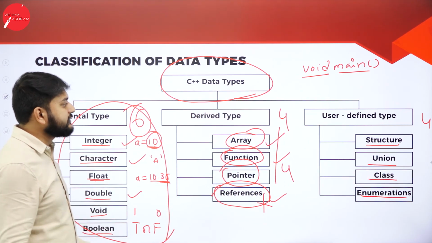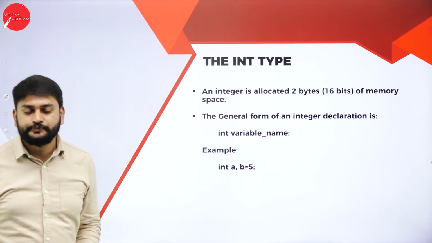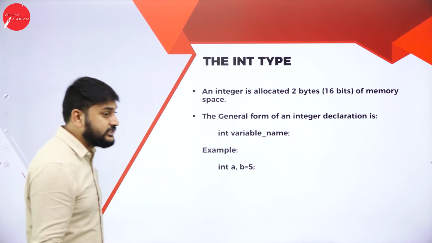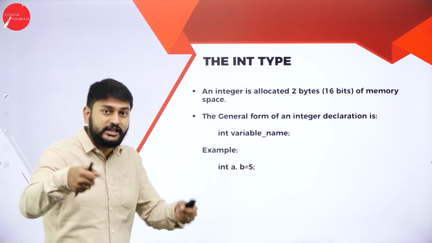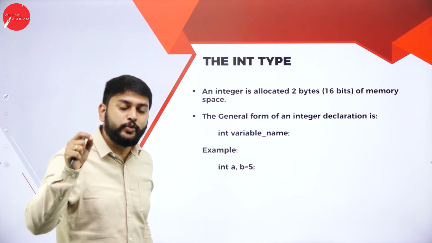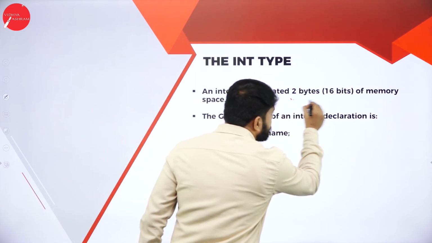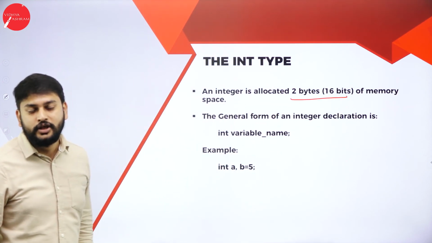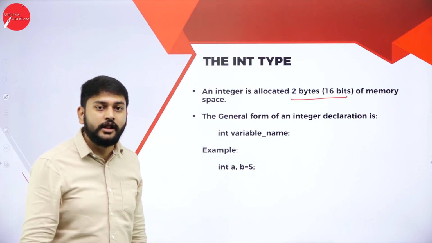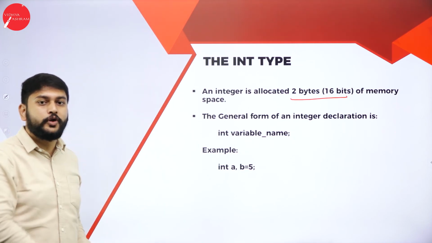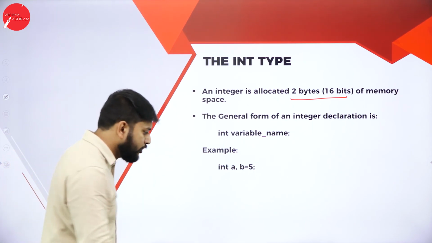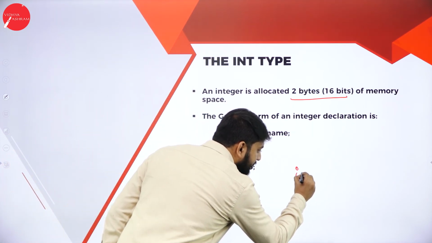Okay, so let's start and understand integer. As I told you, integer is allocated how many bytes, how much capacity. I told you about the bags, a 1 kg bag, a half kg bag. So as soon as you say integer, how much memory capacity is allocated? 2 bytes, so total 16 bits. So what is the size of integer? 2 bytes. That's what you have to understand. So 2 bytes of memory will be allocated. How do I declare an integer variable? You have to use a keyword called int.